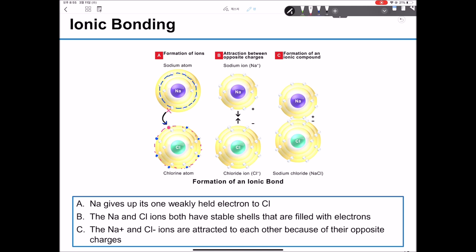So this is the perfect marriage. This is the perfectly matched case where Na becomes positively charged because it has lost an electron, and chlorine becomes negatively charged because it has acquired an electron. This is plus, this is minus, so they attract each other and they get attached. So this is the main concept of an ionic bond.